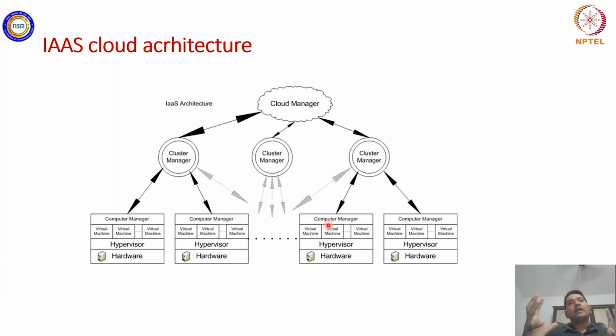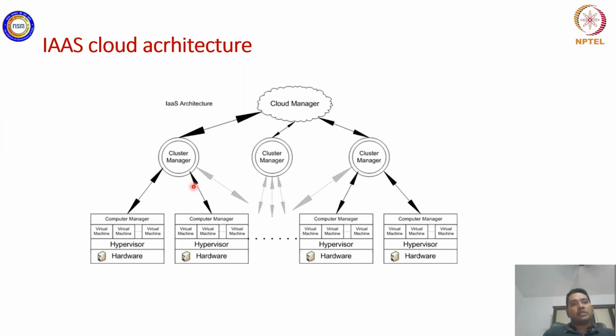So just to have an idea how this cloud architecture works from an infrastructure point of view, because there you have the virtual machines which are actually working underneath, right? So you are the, let's say, user here, and you are talking to the cloud manager. The cloud manager will have a connection to these cluster managers, and the cluster manager will have access to different sets of compute managers, which are essentially sets of virtual machines running on top of one hypervisor underneath the physical hardware that is present.